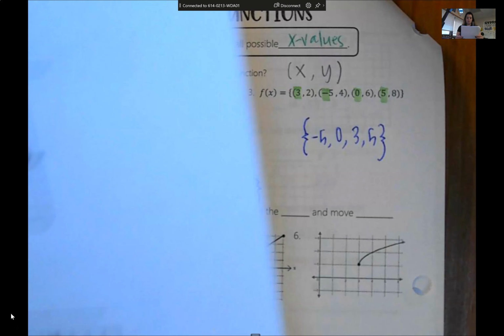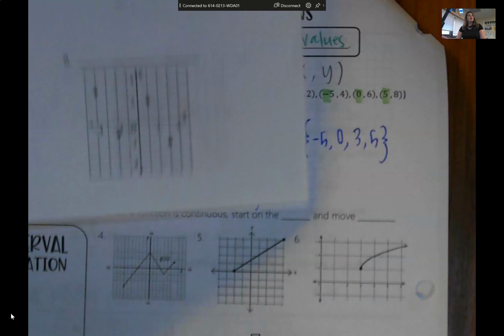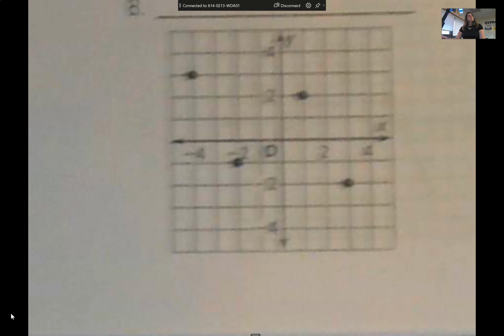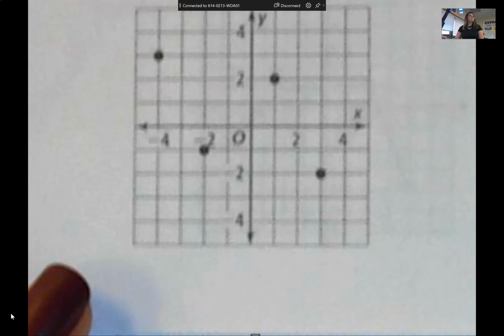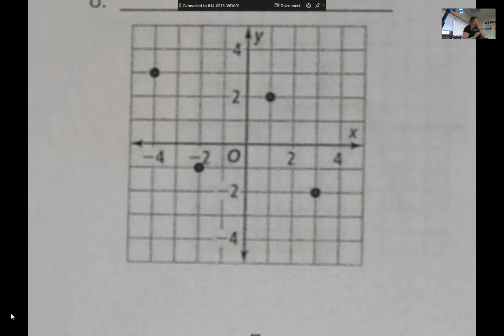Okay, let's start with, how about a graph? So you guys list the domain for this graph. You do your fancy bracket, then you're gonna list all of the x values.